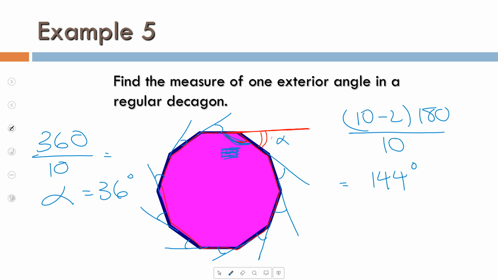And you can make, question? Wouldn't you also be able to do 180 minus 144? Yes, if I was asking you to find alpha, you could totally do it that way. But I'm going backwards. I was actually looking for the interior angle. I changed the problem. Okay?